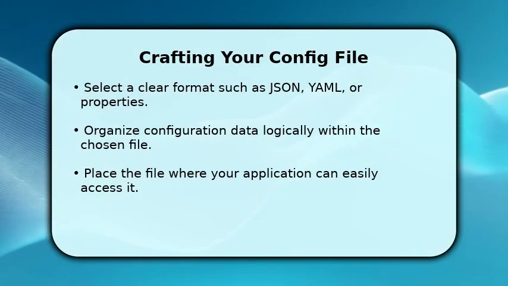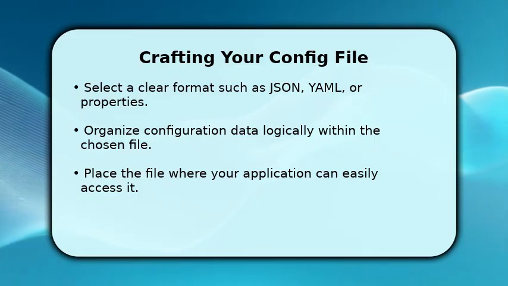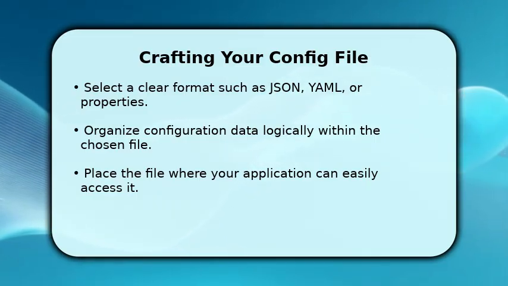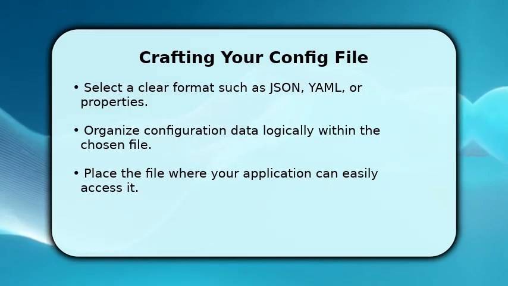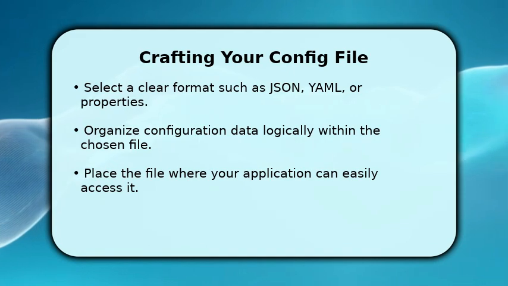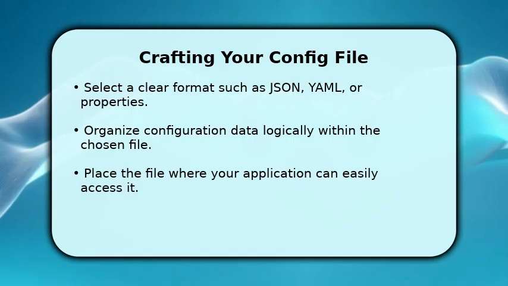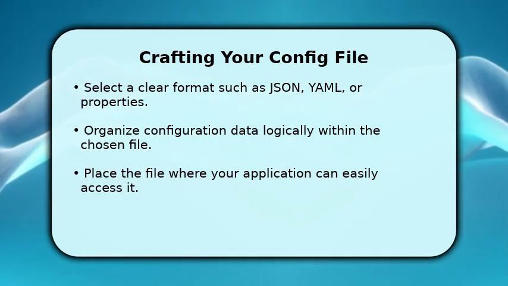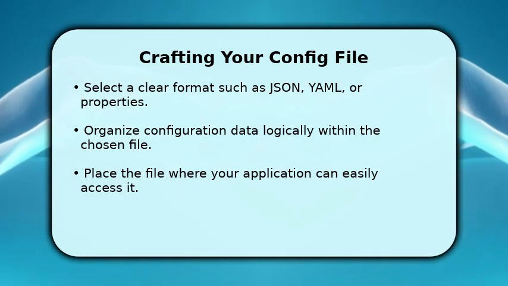Next, we focus on crafting your configuration file. It is vital to select an appropriate format, like JSON for structured data, YAML for readability, or a simple properties file. Organize your configuration data logically, perhaps grouping related settings, to ensure clarity and ease of use. Finally, ensure the file is placed in an accessible location, such as a designated configuration directory, for your application to retrieve it during startup or runtime.